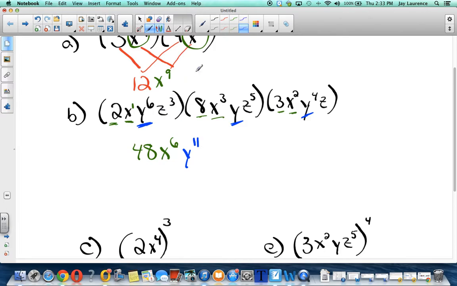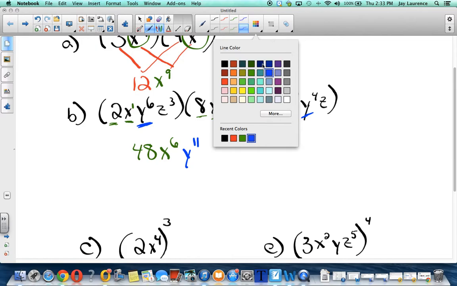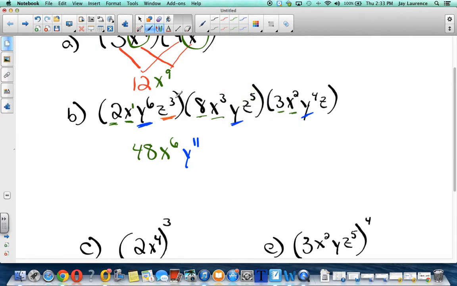And here for the z's, let me change their color. Let's go with orange. All right, so I've got z cubed, I've got 3 z's being multiplied, z times z times z. Z to the 5th. There's 5 z's, so there's 8 z's being multiplied, and then there's 1 more z, so there's 9 z's being multiplied. All right, there you go. Now, you can't solve this because it's not an equation. We're just simplifying. We're just multiplying these quantities.